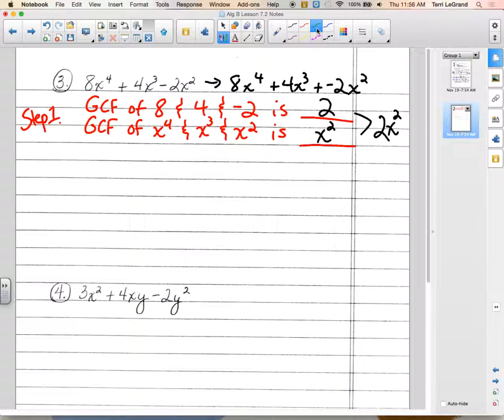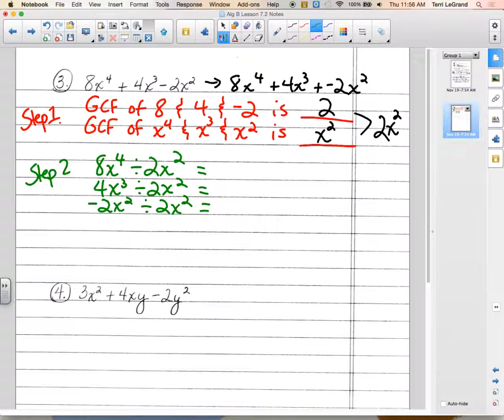Okay, let's try step 2 then. Step 2 says, do the dividing. So we're going to take 8x to the 4th and divide by 2x squared. We have to take the 4x cubed and divide by 2x squared. And we have to take our negative 2x squared and divide by 2x squared. Every time you're dividing by the GCF, take each of the original terms from your polynomial, and each of them has to be divided by that GCF.